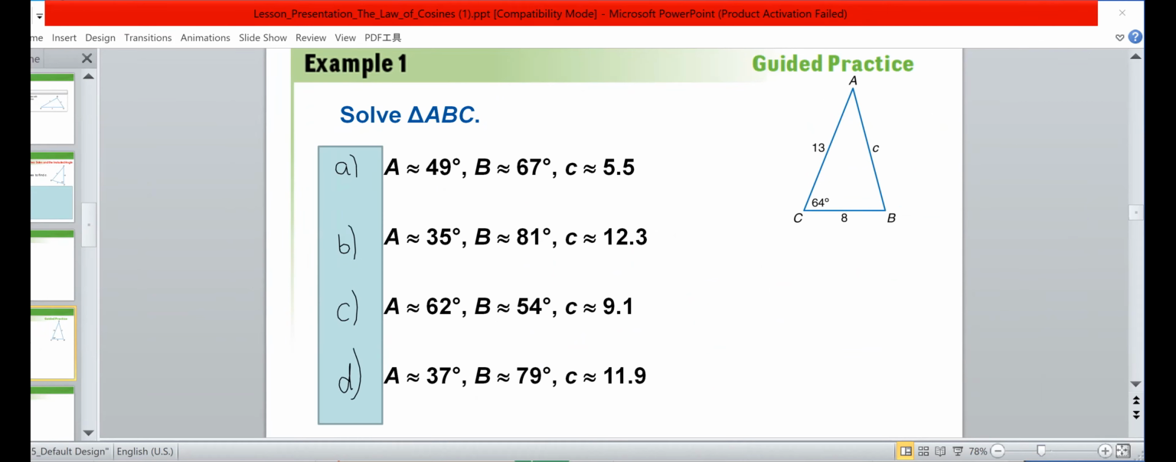I need to solve the triangle. As you see, we have 2 sides. 13 represents b, and 8 represents a, and c is missing. This angle is missing, and this angle also is missing. I need to start to solve this triangle.